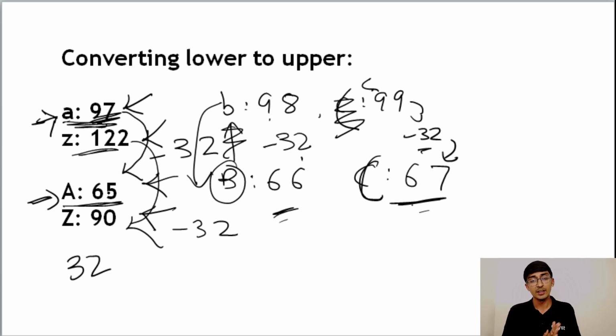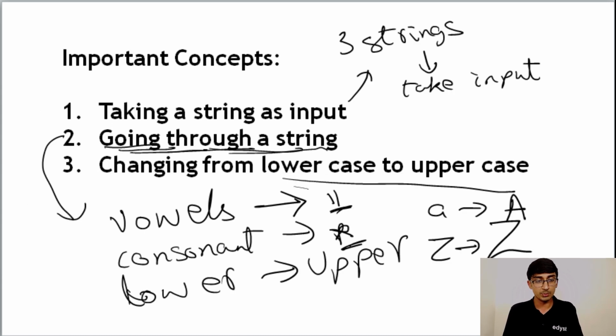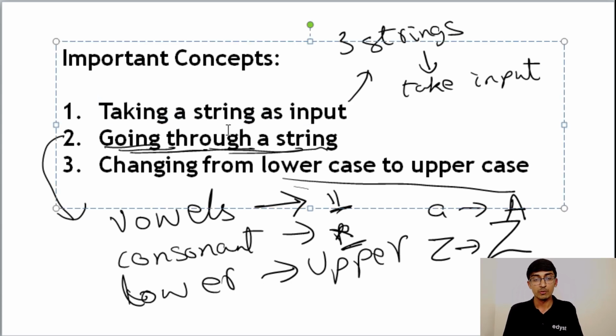Okay, all right, so now we can go back to what our pseudocode was, and what we are supposed to do right now is first take the string as input, which I'll show you how to do. We are going to go through the string, update the vowels with quotes in the first string, update the consonants with stars in the second string, and change the lowercase to an uppercase in the third string. Okay, so that's what we are supposed to do, and let's dive directly into the code and see how it's done. We'll keep coming back to this slide to see what we're supposed to do next.